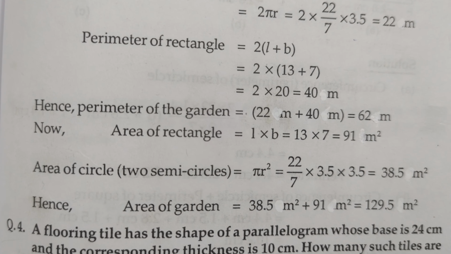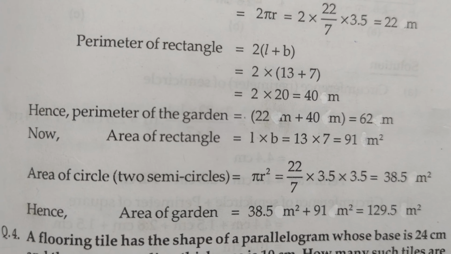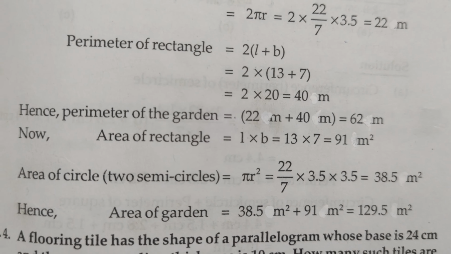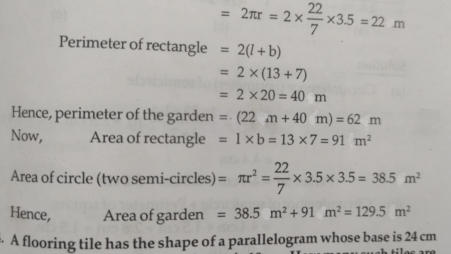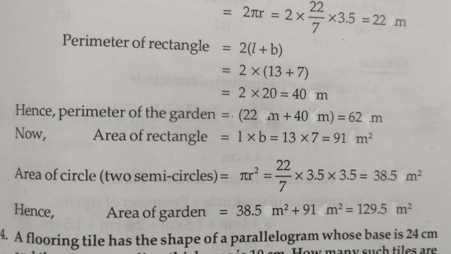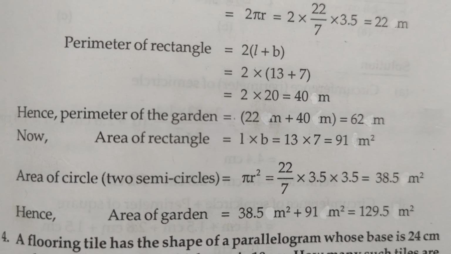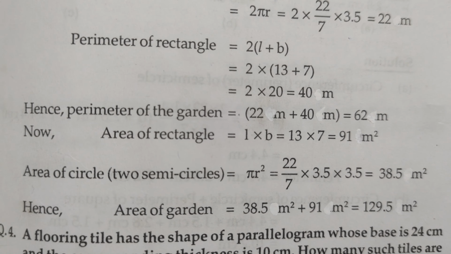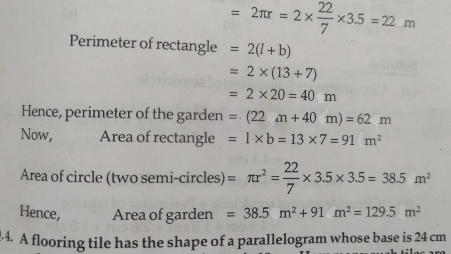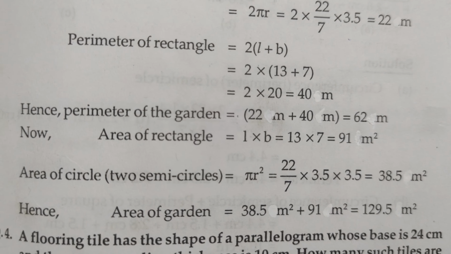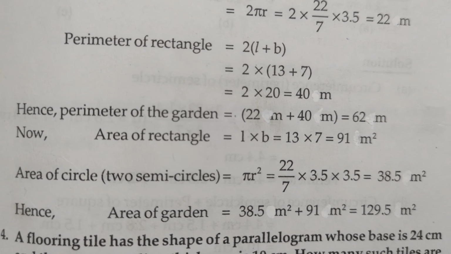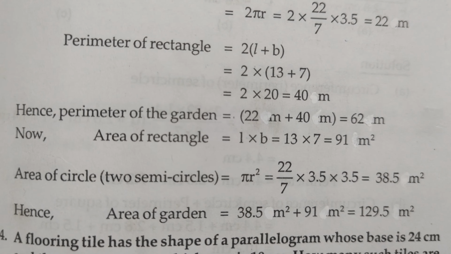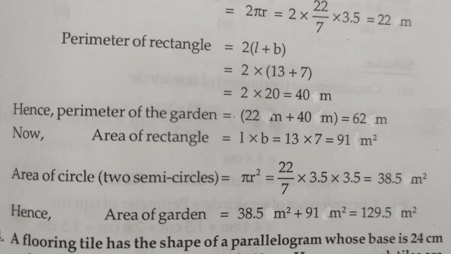Find out the area of the garden. So first, area of the rectangle is equal to length into breadth, which equals 91 meter square, and area of circle, that is 2 semicircles, is equal to pi r square, equals 22 upon 7 into 3.5 into 3.5, equals 38.5 meter square. Area of garden is equal to area of rectangle plus area of circle, is equal to 38.5 meter square plus 91 meter square, is equal to 129.5 meter square.